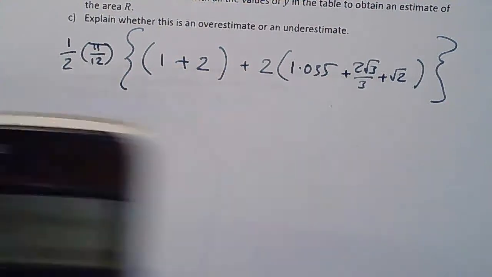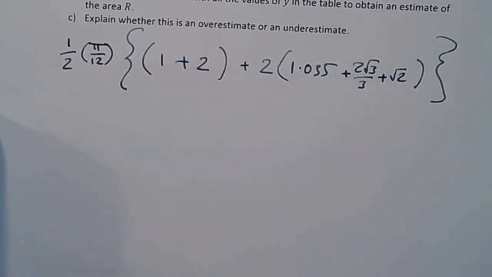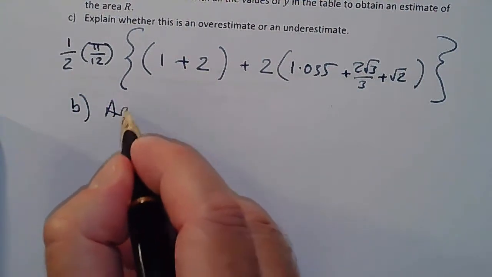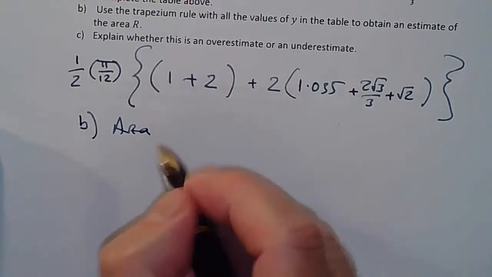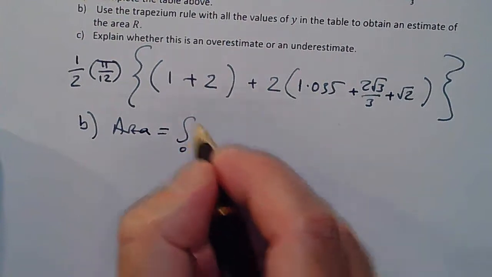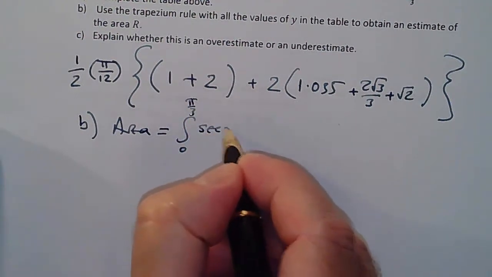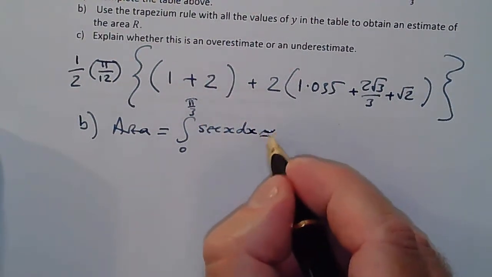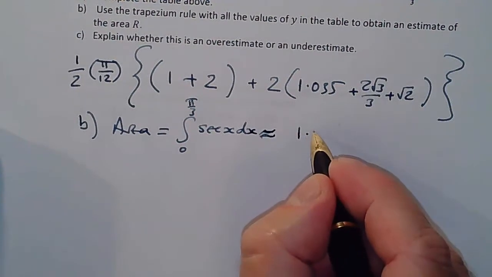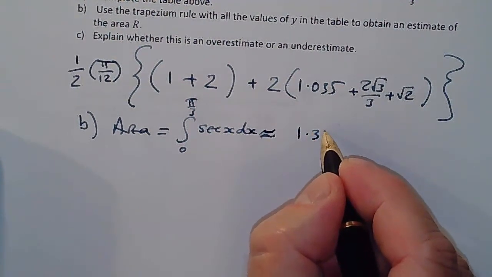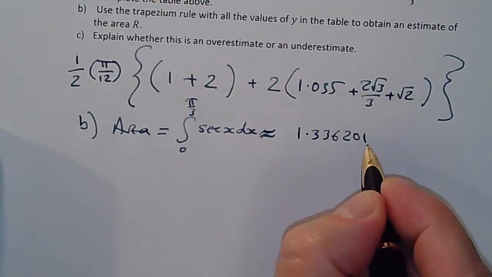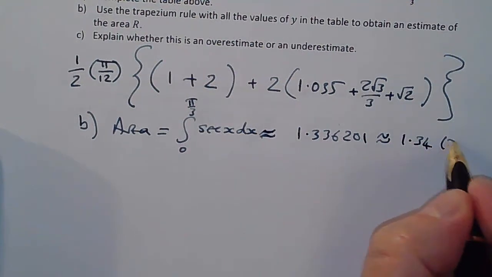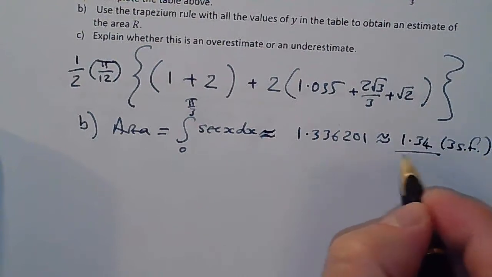And we get 1.3362. Now, what does the question ask for? Part A was filling in the table, part B was working out this, and we're going to say area. It says estimate the area R. So the area equals the integral from 0 to pi by 3 of sec x dx. Notice I haven't at any stage tried to integrate sec x. I've just done this calculation, and I've got an approximation of 1.33621 from my calculator. But of course that's ridiculous. This was rounded, so that's approximately 1.34 to 3 significant figures. You do the appropriate accuracy.